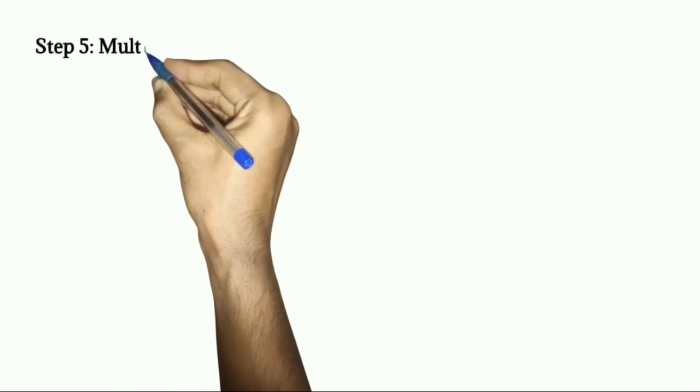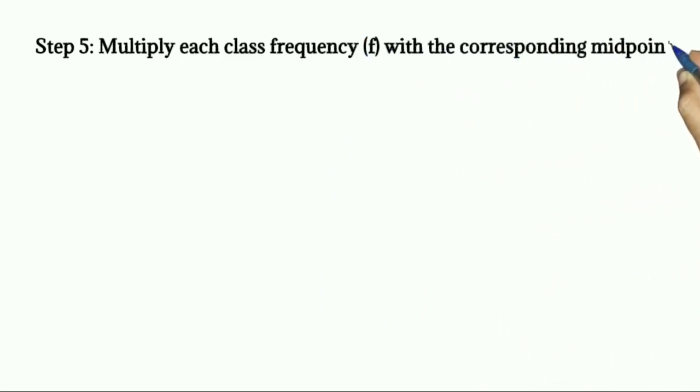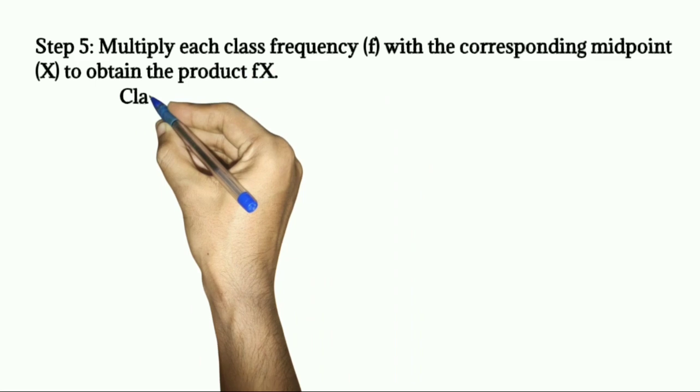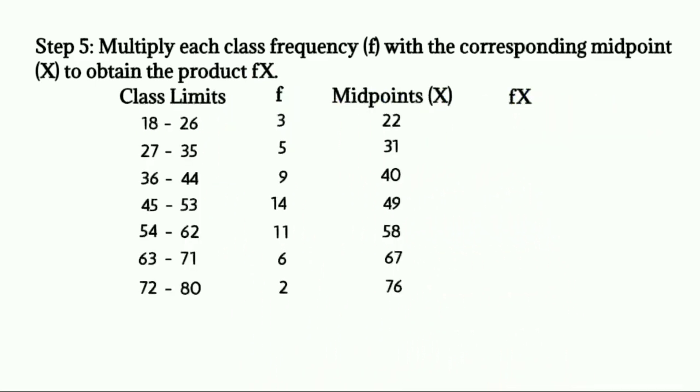After determining the midpoints on each class limit, the next step is to multiply each class frequency with the corresponding midpoint to obtain the product fx. Para makuha yung value ng fx, imumultiply lang natin yung f sa x. So for the class limit 18 to 26, the fx is 3 times 22. 3 times 22, that is equal to 66.